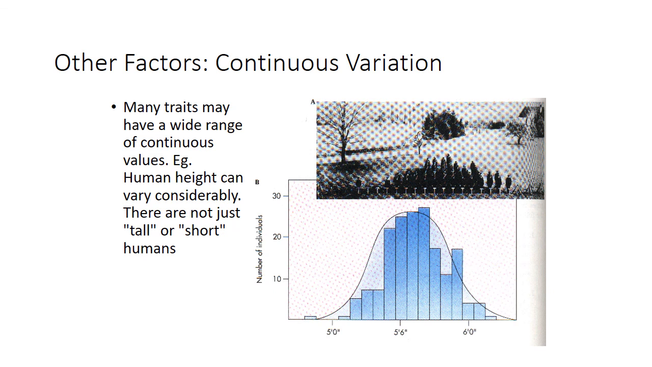Here is another one. This one is height. They took a picture right here from a school where they separated everybody by their height, and you can see that this is a bell curve, and you get this bell curve right here as well. We're not just tall or short, we have a wide range of continuous values.